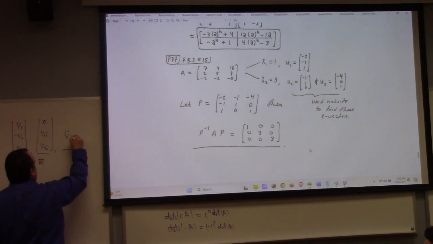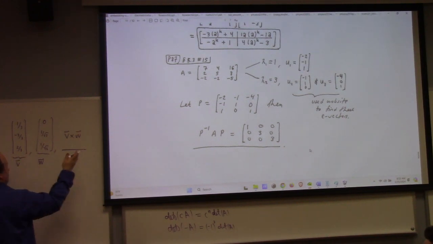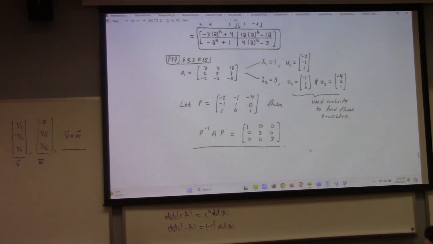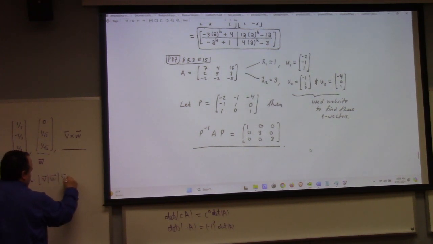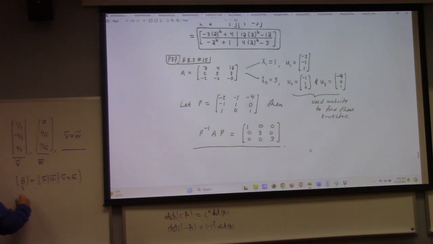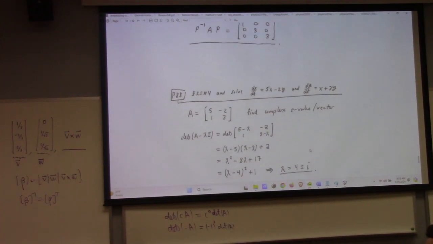So if we were to do V cross W, then that would be an orthonormal basis. And so if I take the basis matrix beta, which would be V, W, V cross W, that matrix has the wonderful property that the inverse is equal to the transpose. By a homework problem, I forget which one, we had a homework problem where we worked this out. Maybe that would be a good test question to work out. But let's see here.